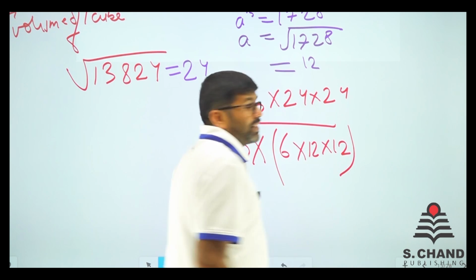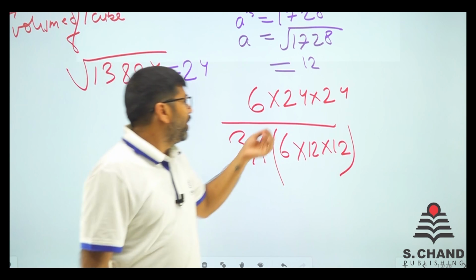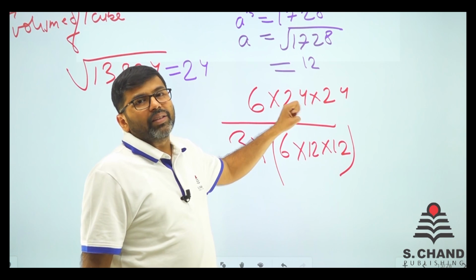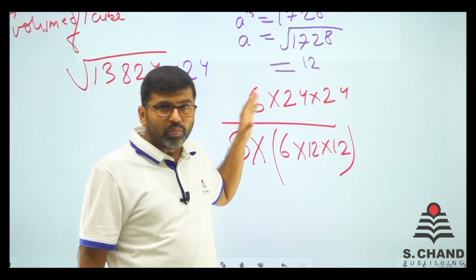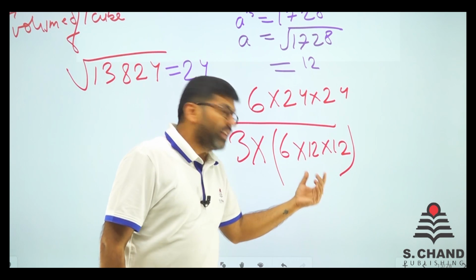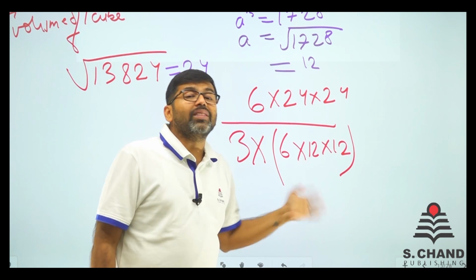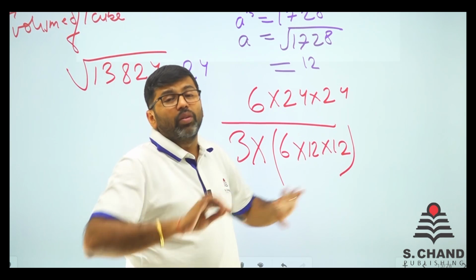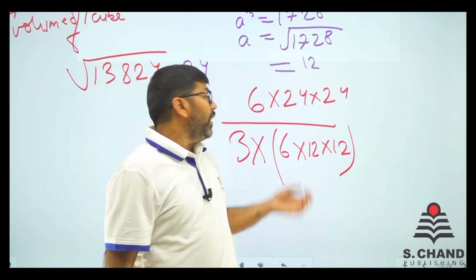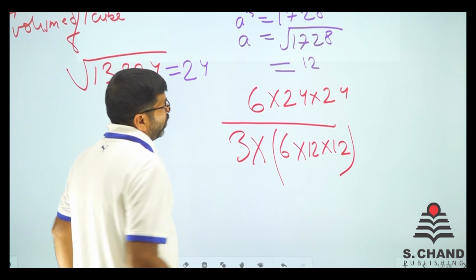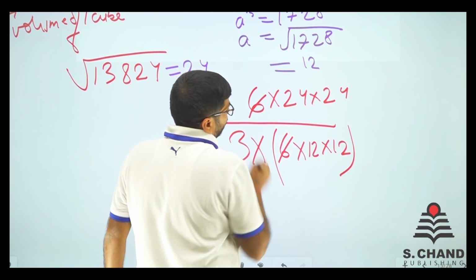Why so? Again I am telling you, this is the 6a square formula for the bigger cube, which was divided further into 8 cubes. And this is the total surface area of the smaller cube, which was being molded as one of the 8. And we have to find 3 such cubes.